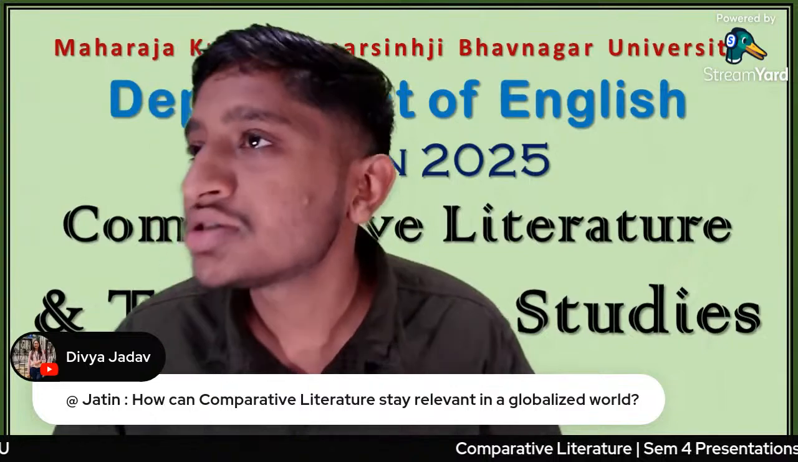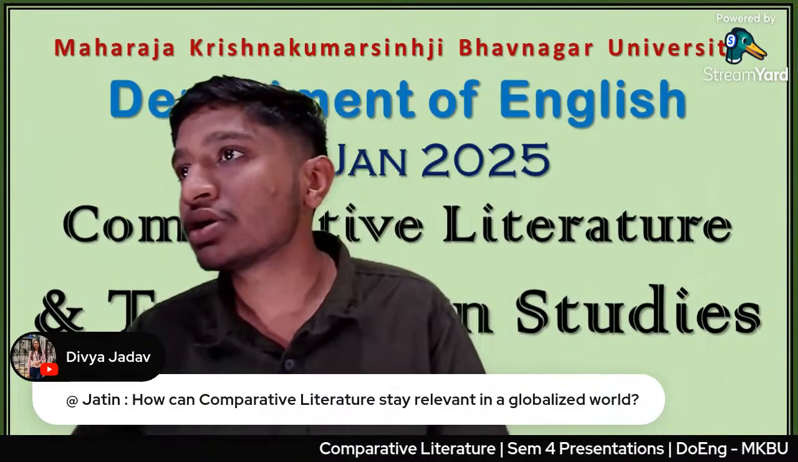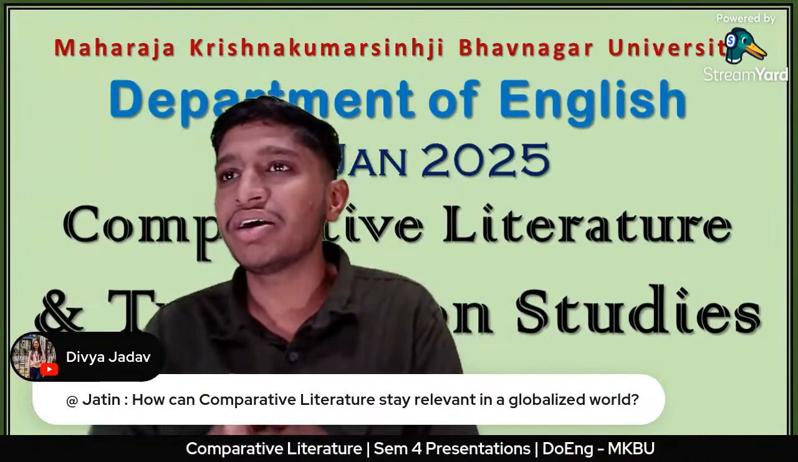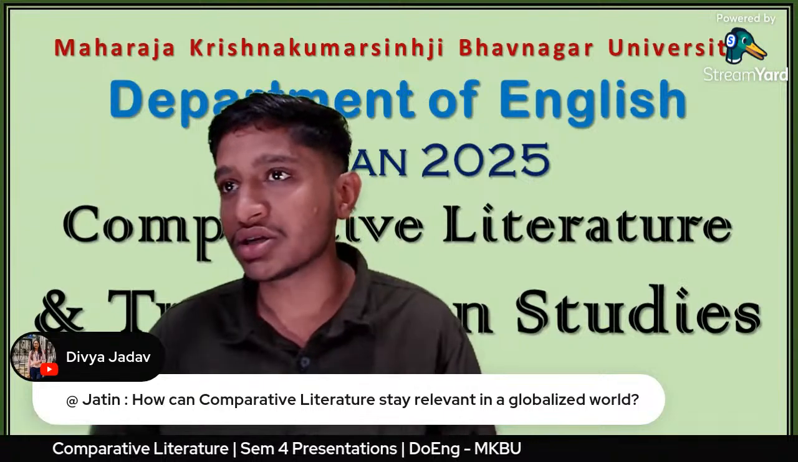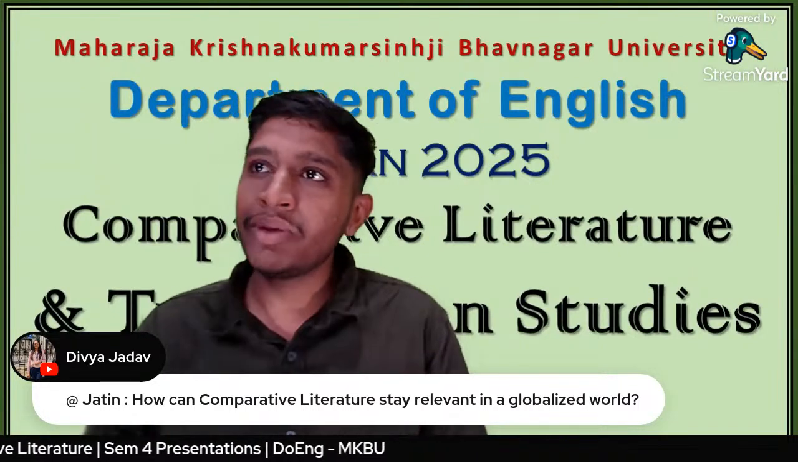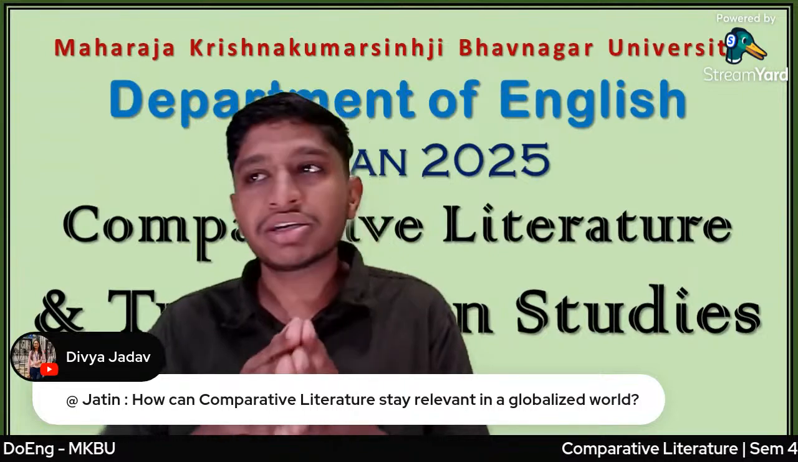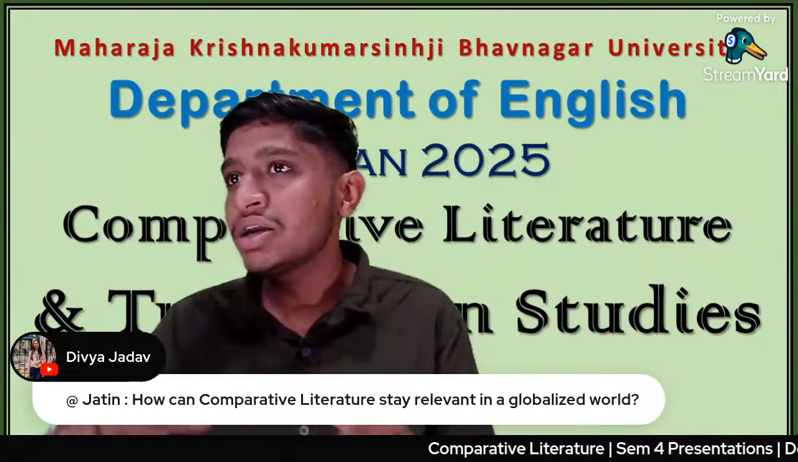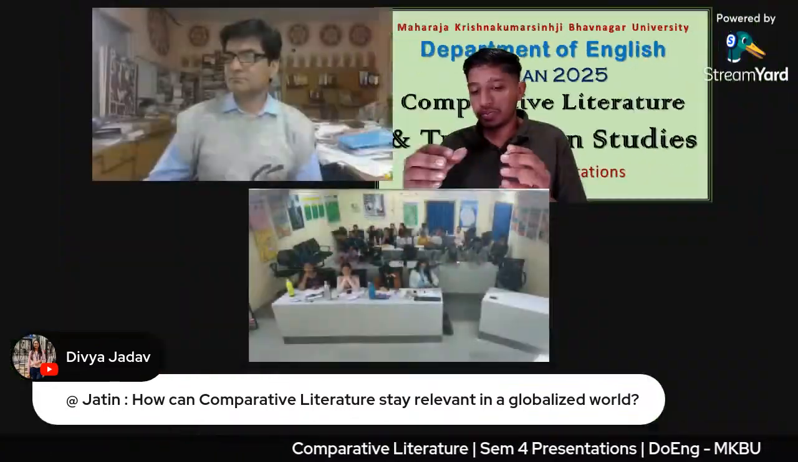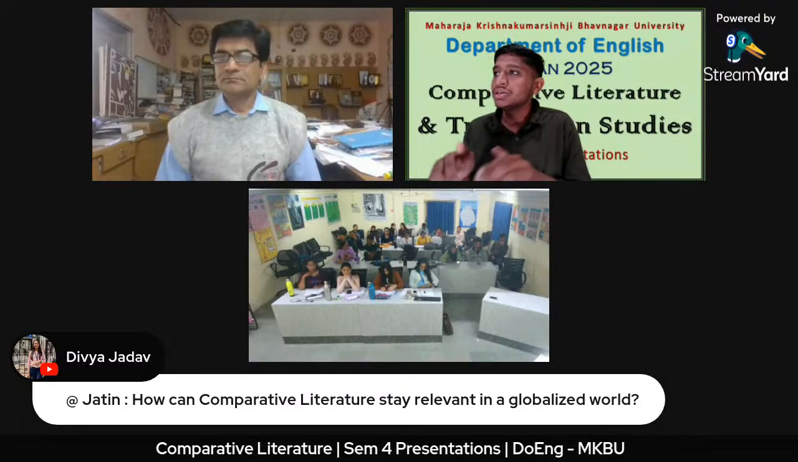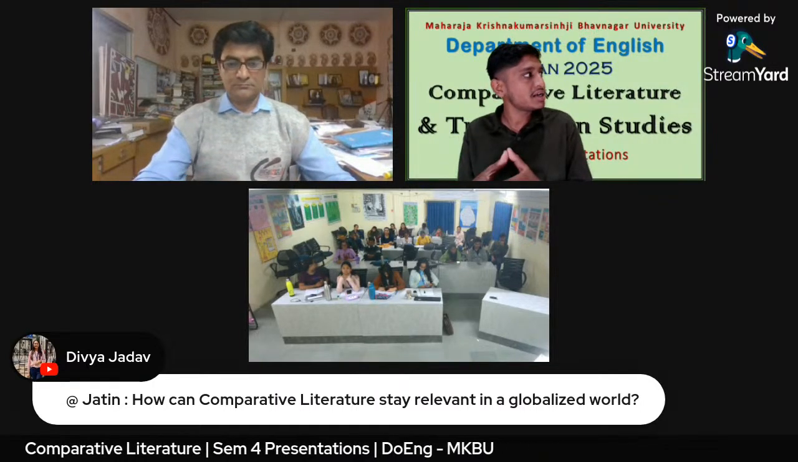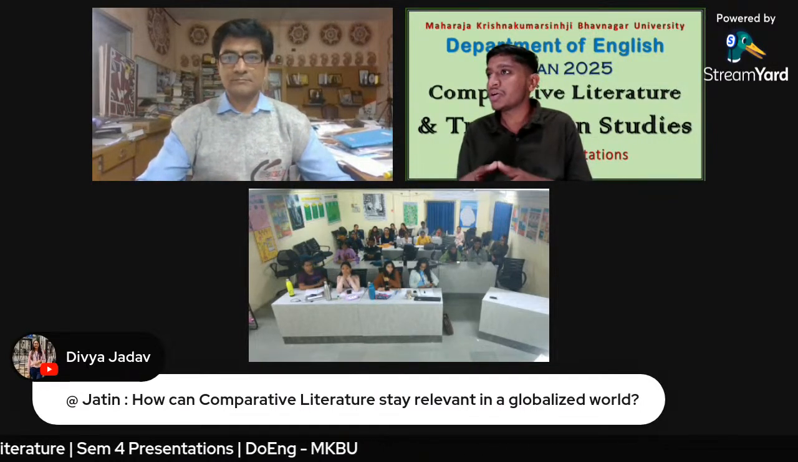Comparative literature still stays relevant in a globalized world because comparative literature hits the areas of global literature and global culture, and adopts all the elements of different countries and their cultures also. And comparative literature also adapts to global changes and political elements and involves them in itself. So that's why we can say comparative literature is still relevant in modern time also.